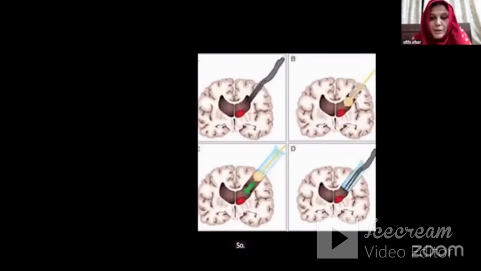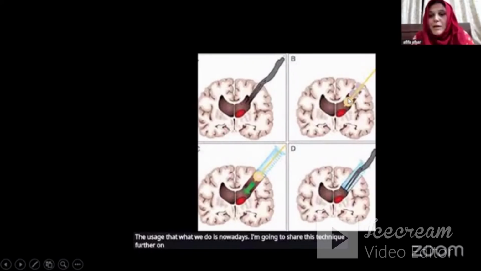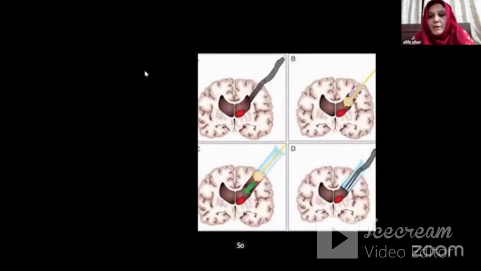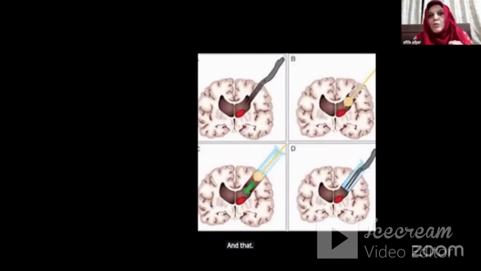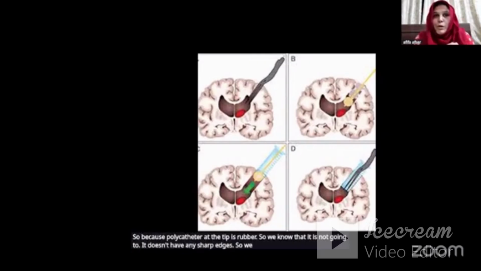So this is the rationale and the thought process behind the usage. I'm going to share this technique in the further slides as well. This is a Foley catheter that we can see here. We pass the Foley catheter via the syringe and dilate it at the distal end, and that causes basically harmless dissection of the brain parenchyma. Because the Foley catheter tip is rubber, it doesn't have any sharp edges, so we know this is going to cause dissection for us.